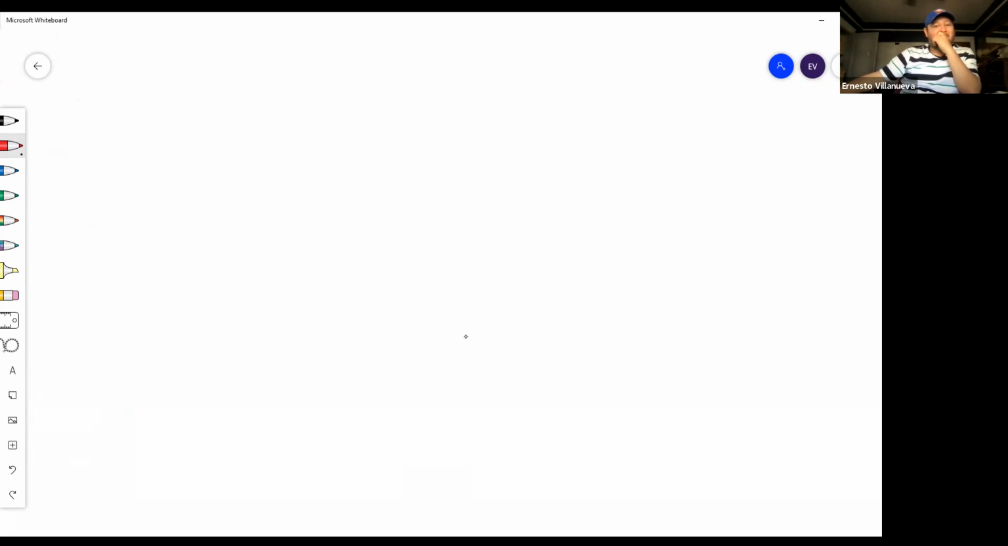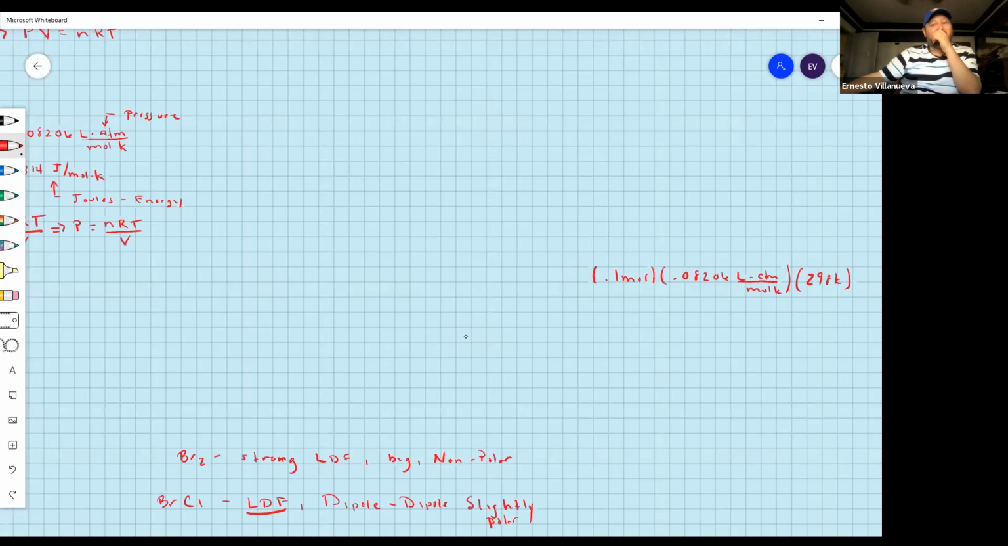Hang on. My computer went white. See? Here it comes.